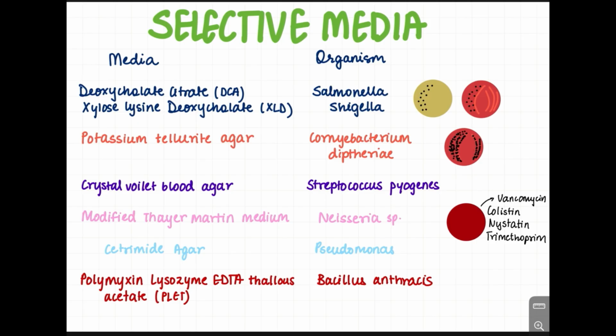So it contains vancomycin, colistin, nystatin, trimethoprim. Then cetrimide agar is used for Pseudomonas, and PLET agar. Usually the full form is not asked, but it is polymyxin lysozyme EDTA thallous acetate. It is used for Bacillus anthracis.